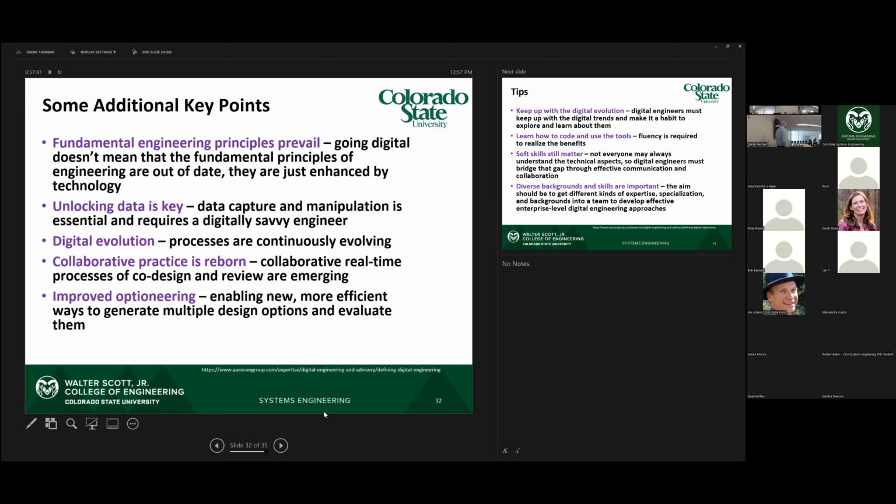Those are more broad ideas. It's not potentially a new way to do the engineering, but rather an improvement on existing good practice. A lot of data is key. So data capture and manipulation is essential and requires a digitally savvy engineer in general. This is a very data-centric type of approach to things.